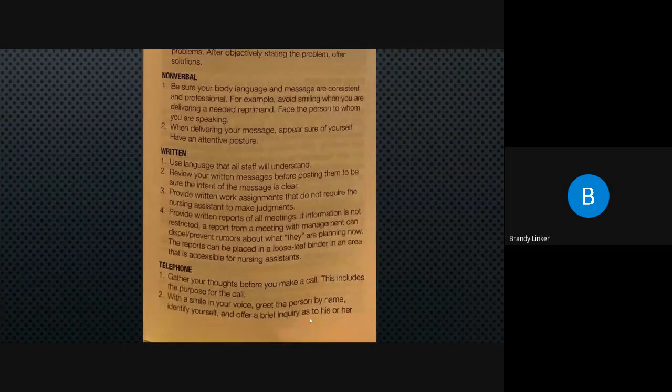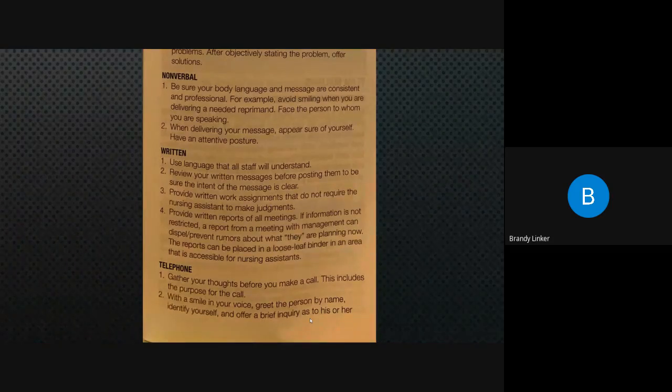You need to walk with a purpose, especially in nursing. If you're walking around with your head down and your feet shuffling and you're walking 10 steps in 10 minutes, that's going to be very obvious to anybody working with you that you're not interested in what you're doing. That's an important part of nonverbal body language in nursing.